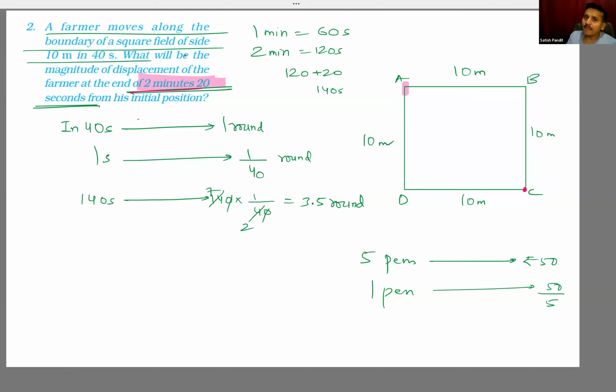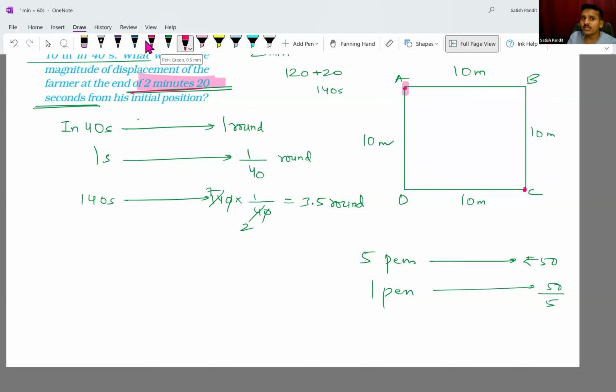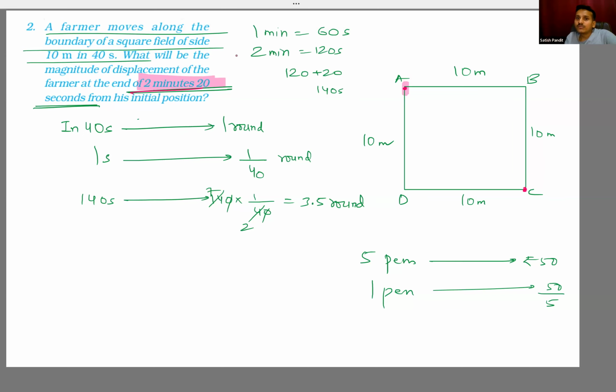So initially the farmer is at A and finally the farmer is at C. Now we know that displacement is the shortest distance between the initial point and the final point. So just join a straight line between the two, and this will give me the displacement of the farmer. Now in the question, they have asked the magnitude of displacement. Magnitude means the value of displacement.